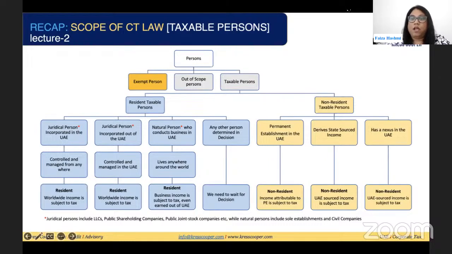And for any UAE sourced income, like we just saw, a cabinet decision came out that they are not required to be registered, but there will be withholding tax, which will be applicable on them. But at the moment, the rate is zero.